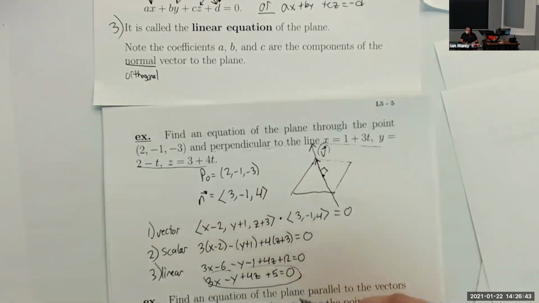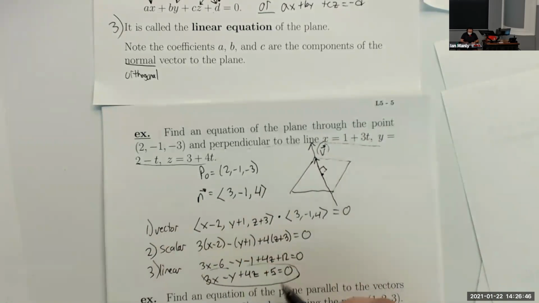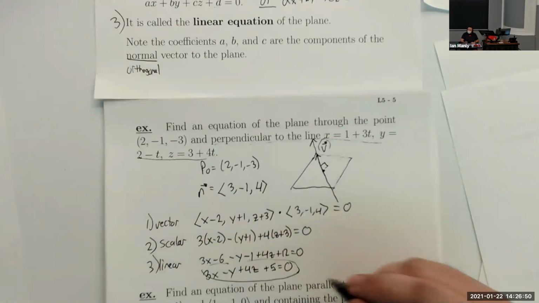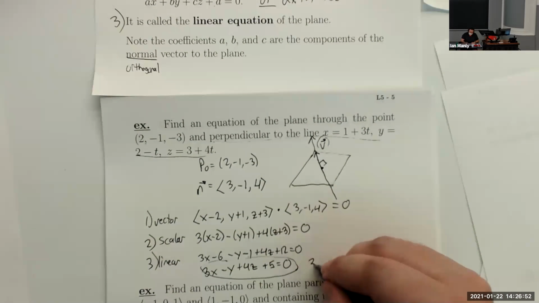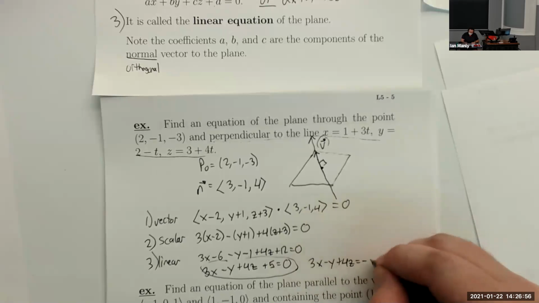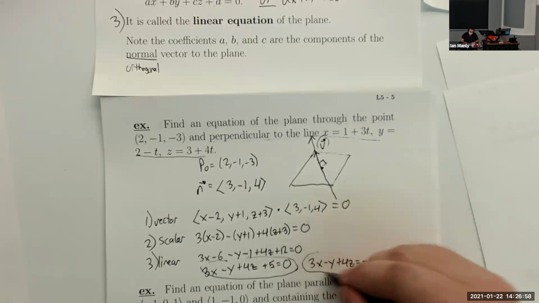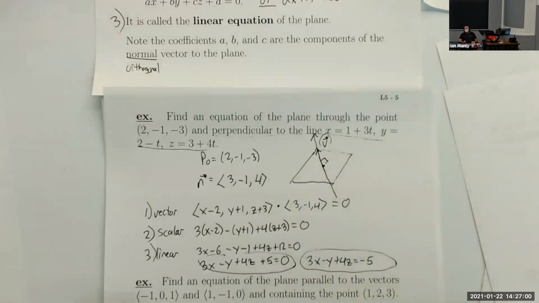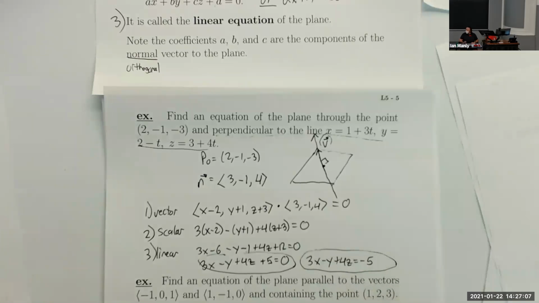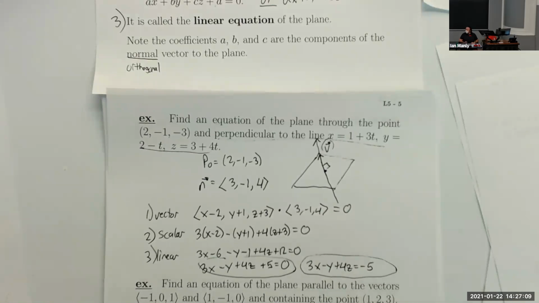And like I was saying earlier, another way you may see this is some people like to move the constant to the other side. In fact, that's the way I learned about doing this. So you may also see this as 3x minus y plus 4z is -5. This may be another way that you'll see the linear equation for the plane. All right, wonderful. So that's how we find the equation of a plane in this case.